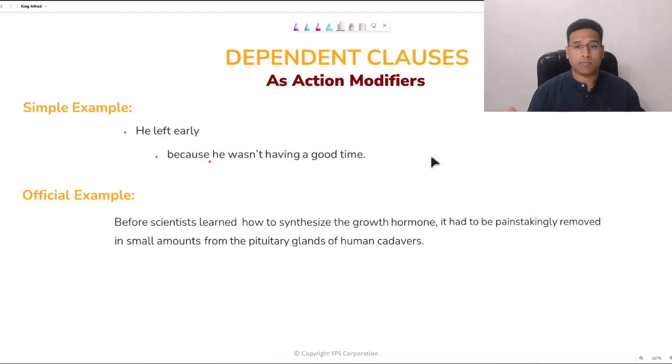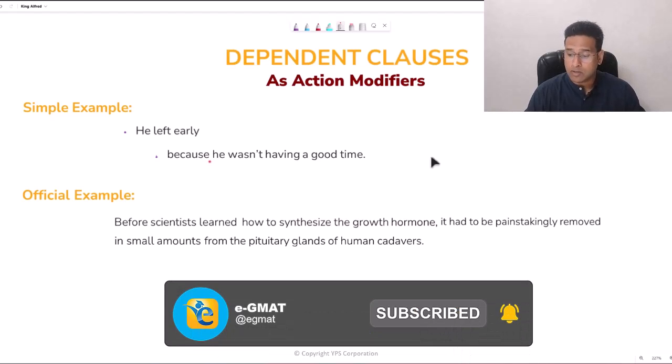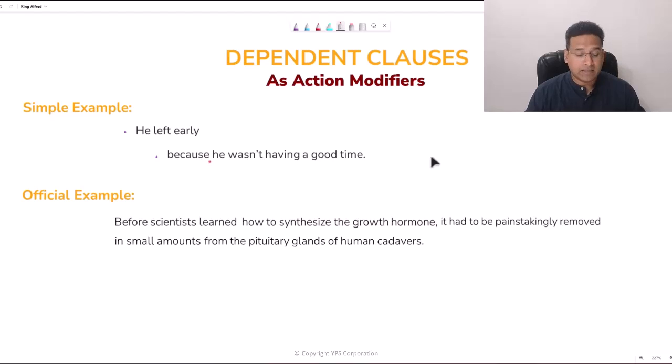Okay, so this is slightly more complicated, bear with me. Before scientists learned how to synthesize the growth hormone, it had to be painstakingly removed in small amounts from the pituitary glands of human cadavers. What are cadavers? Dead bodies, all right? So before scientists learned how to synthesize the growth hormone, it had to be removed from the pituitary glands of human cadavers. Interesting idea, right, to say the least.